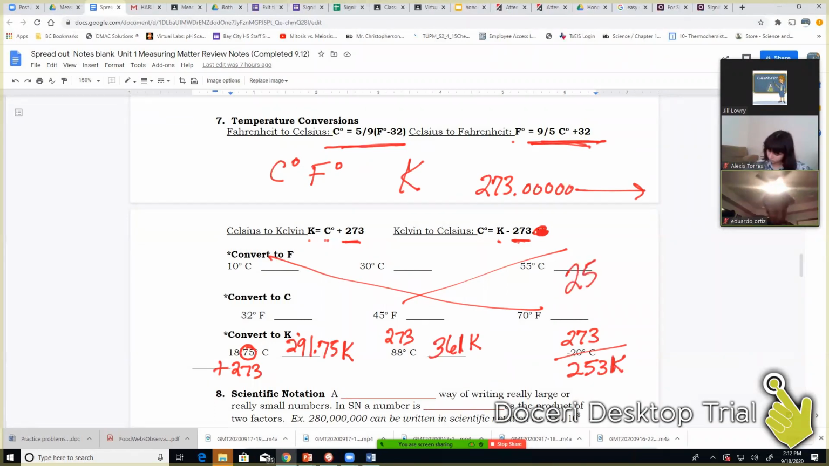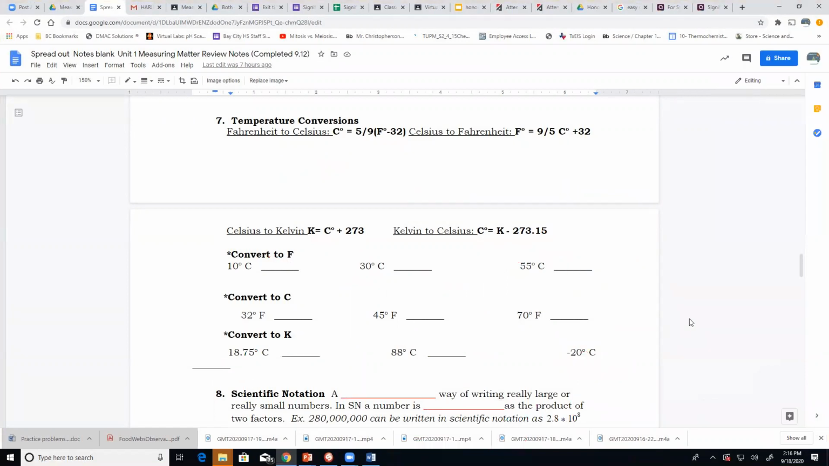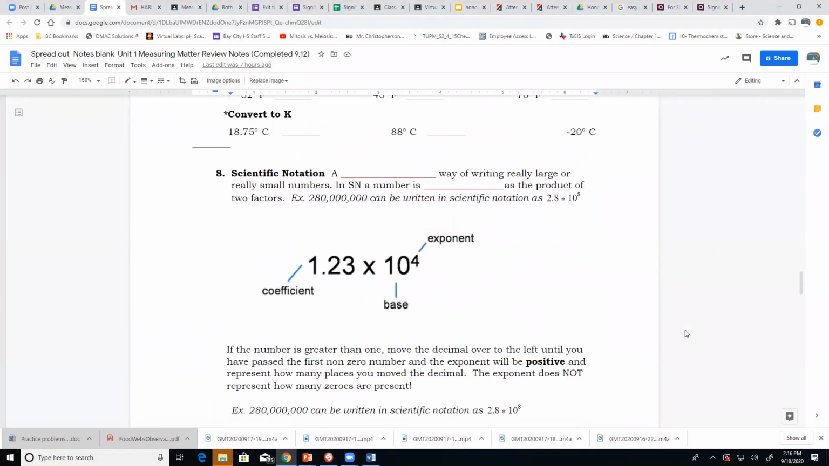If I had 253 K and I want to get it back to Celsius, then what am I going to do? Just subtract 273. And then that would get me back to my degrees Celsius. All right, and then the last thing on our notes, which y'all have also done before, is scientific notation. So we're going to look at that.